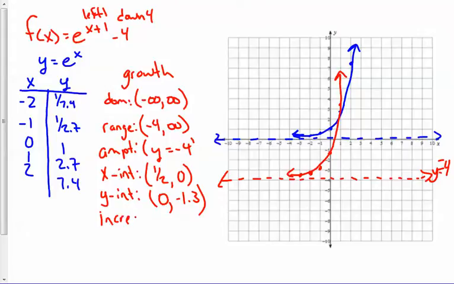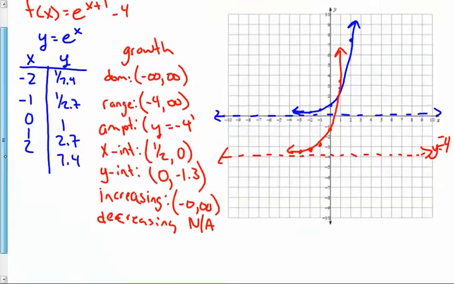Increasing. What's the interval that it's increasing? Well, it looks like it goes up for the entire time. So I would say negative infinity to infinity. Well, if that's true, then it must not be decreasing at all. So if we asked you to tell us when it's decreasing, you would say NA.